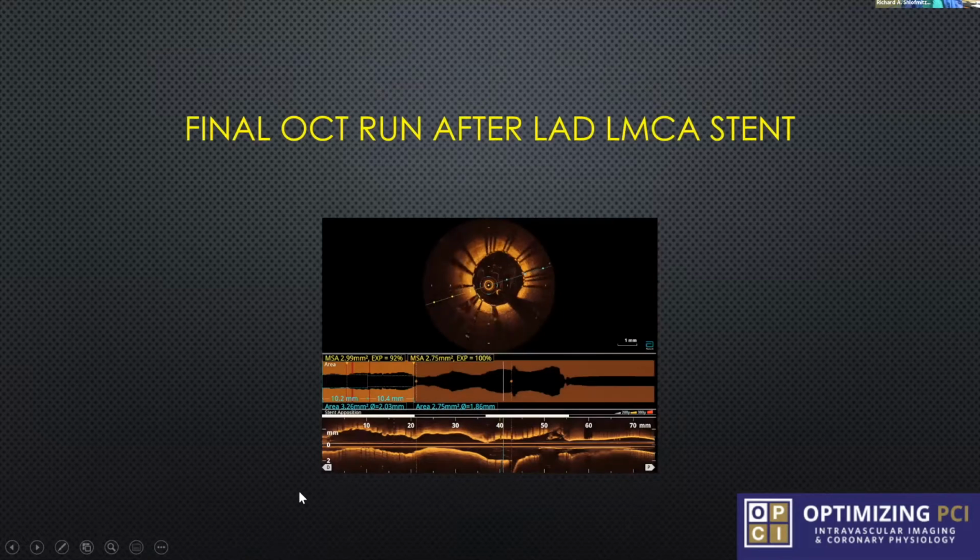So this is my final OCT run. And if you look at the 3-dimensional and the 2-dimensional there, I have pretty good result there. The vessel's open, you'll see. And I think I'm fine.